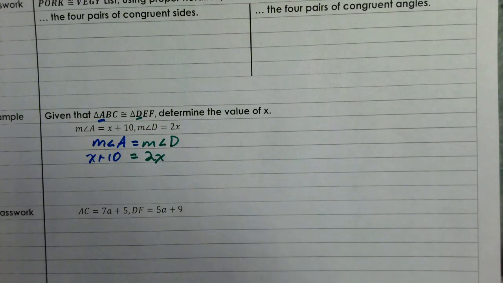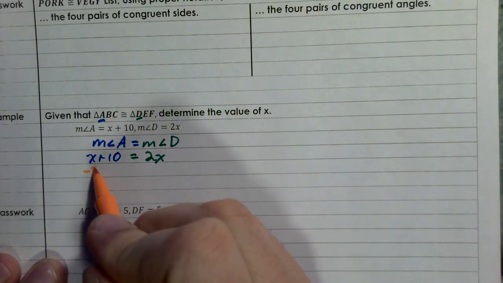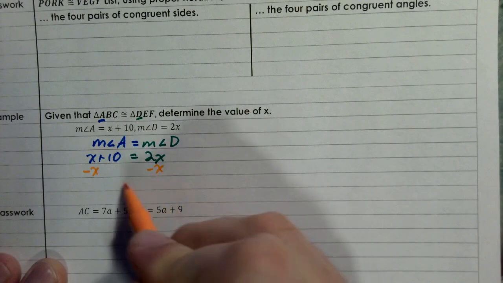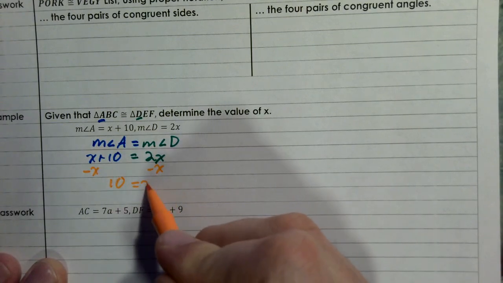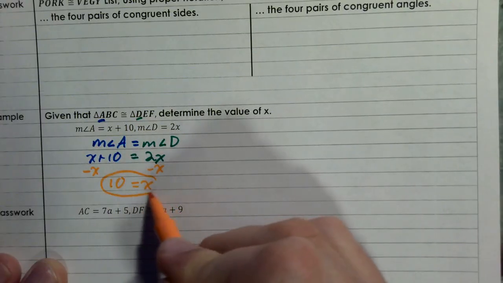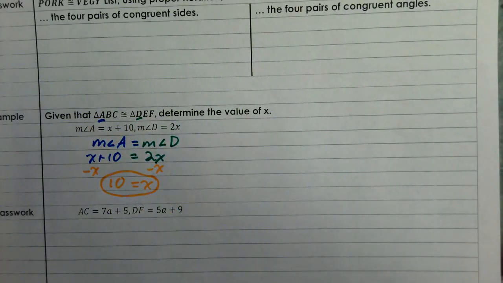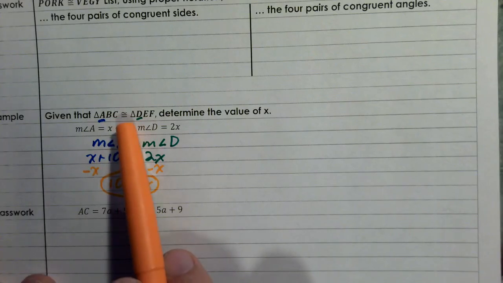So let's just solve that. I've got x's on both sides, so I want to get x's on the same side. That tells me I've got to subtract an x from both sides. So 10 equals x. So boom, I determined the value of x by setting two pieces of those congruent triangles equal to each other, and I know that because of this congruence statement.